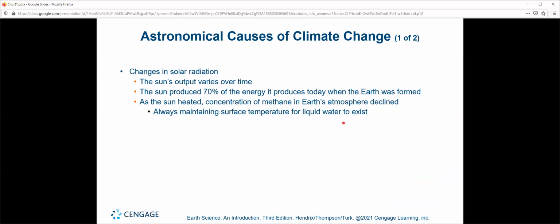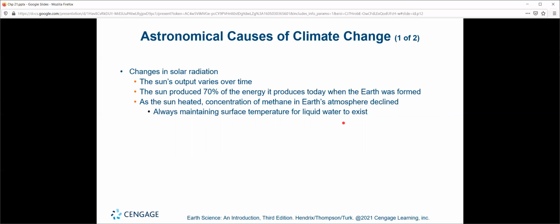Shift gears a little bit here. Let's talk about the astronomical causes of climate change. Why does the climate change, essentially? A big component of climate change is the sun. The sun outputs a lot of solar radiation. We've talked about that in previous chapters, right?